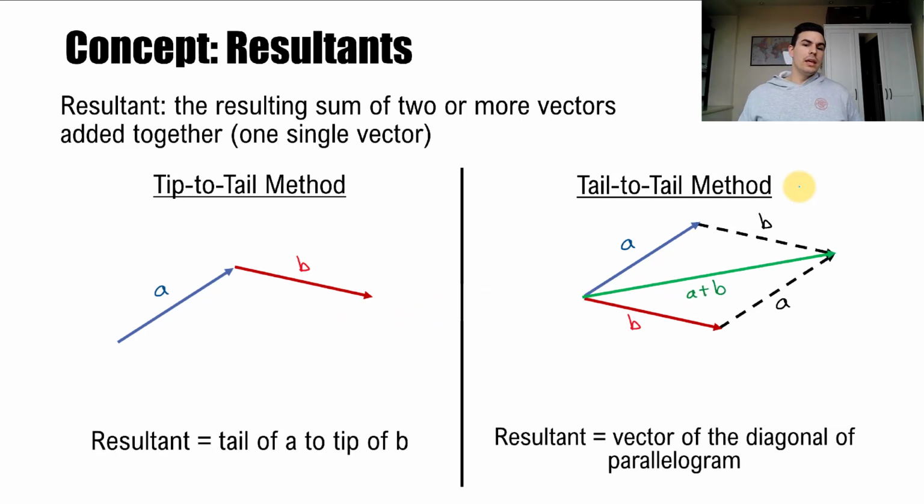So starting with the tails that we aligned and going to the terminal points of our reference vectors, that would be the diagonal that we would go on to find the resultant vector. Okay, so you can use either one of these methods. I like using tip to tail. It seems a bit easier, and especially when we get into more than two vectors, it's going to be a lot easier to use. Okay?